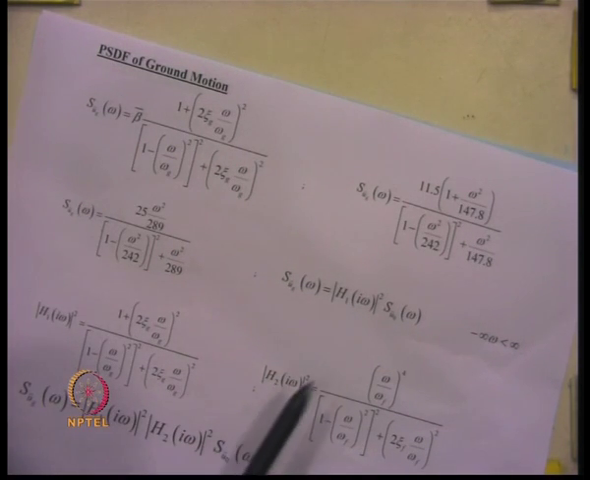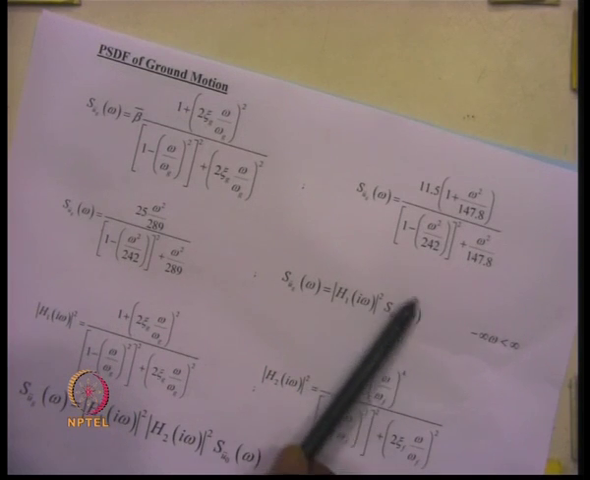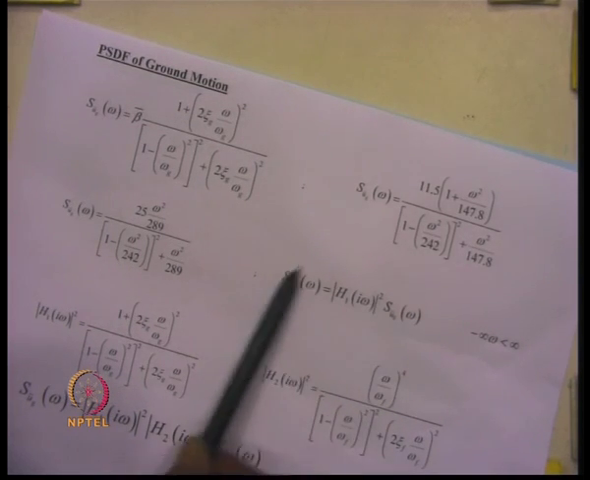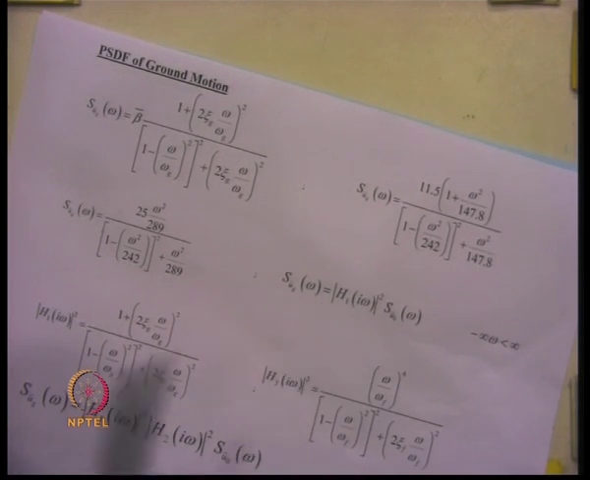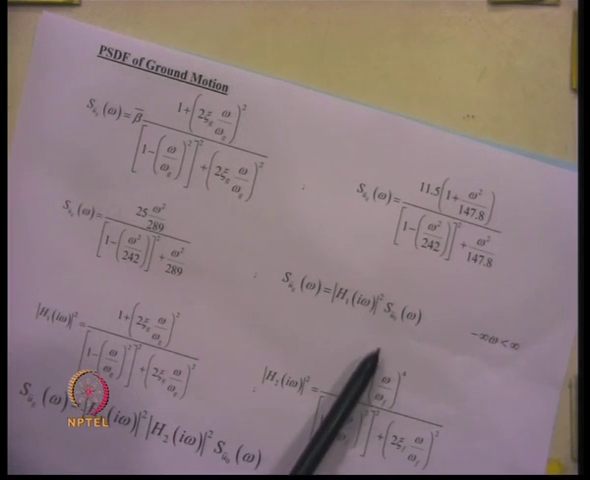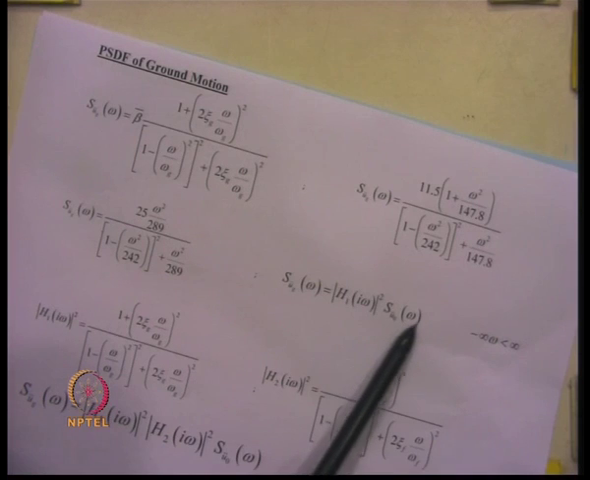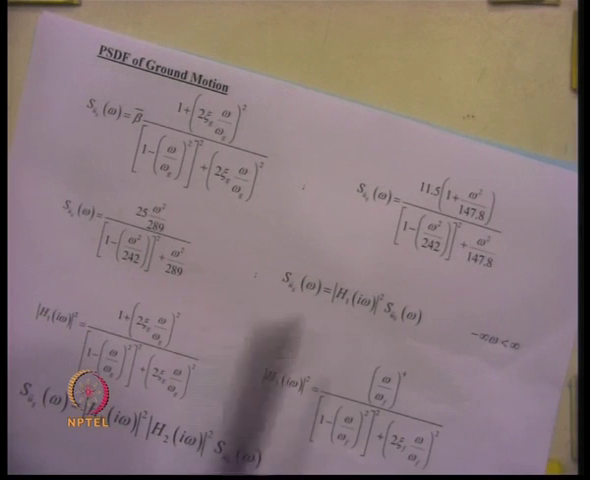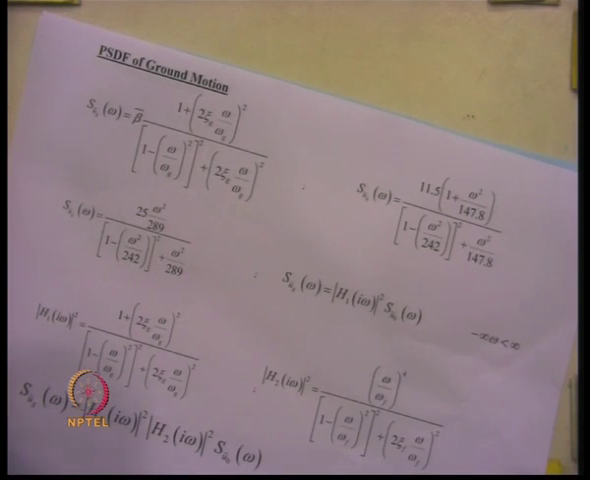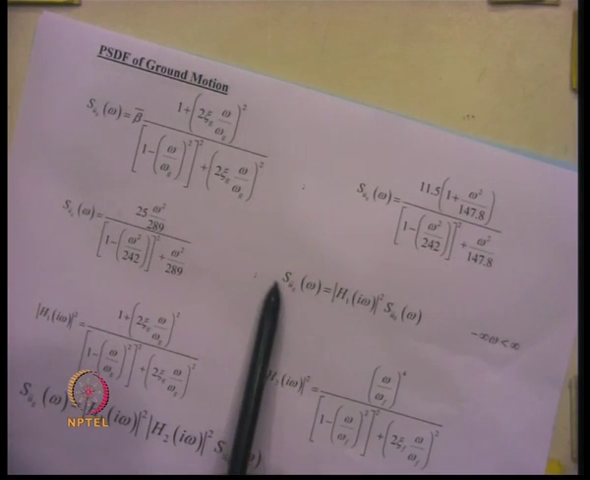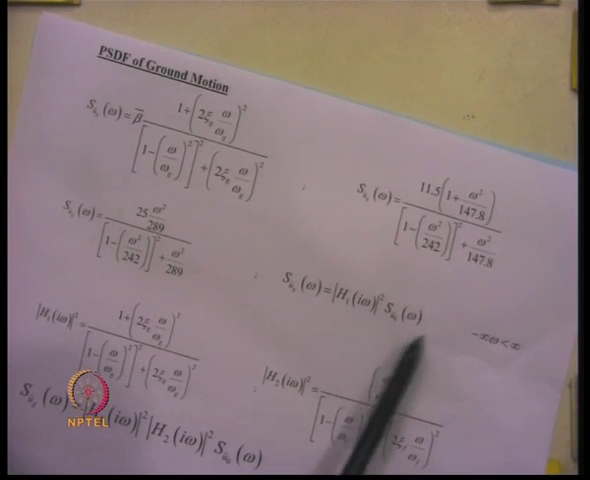Now, here the form of the equation is of this type. That means there is only one particular filter existing, and the rock bed power spectral density function gets modified through one filter. That means the entire soil is considered as one filter, and that gave a relationship between the surface power spectral density function and the rock bed power spectral density function.